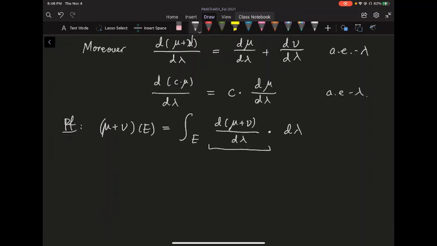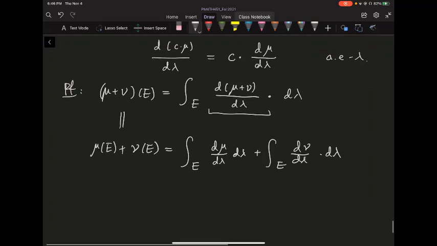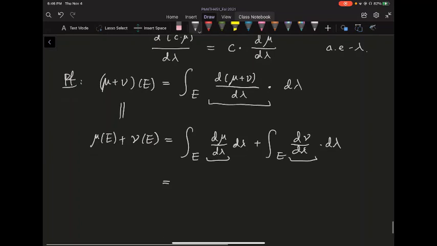Well, but on the other hand, this is no other than mu of E plus nu of E. So you do the Radon-Nikodym for these two again. So this is the integral over E of d mu over d lambda plus the integral over E of d nu over d lambda, integrated with respect to lambda. These two are just functions, so even though it looks like d over d, it is still a function, and you can group them together. So this is the integral over E of d mu over d lambda plus d nu over d lambda, times d lambda.